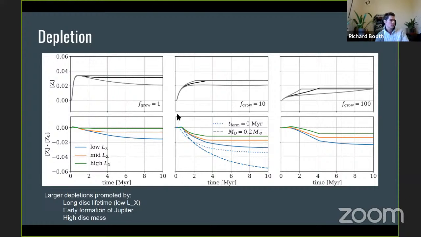So forming Jupiter early means that there's more dust in the disk when it opens up its gap, and that means you trap more dust and you get a larger depletion. So the two things that favor a strong depletion that can explain the solar depletion are, for example, Jupiter forming early while the disk is more massive, and also slightly slower dust evolution.